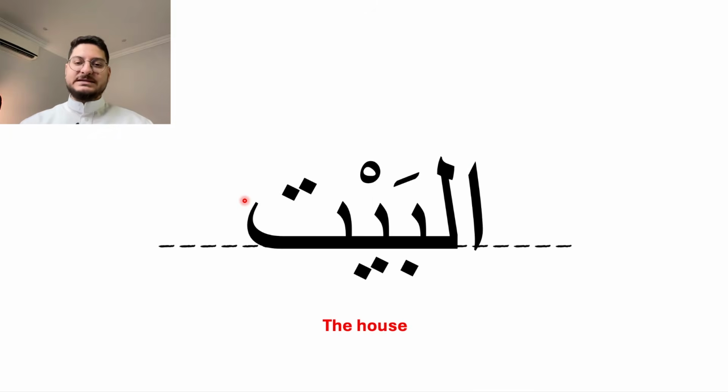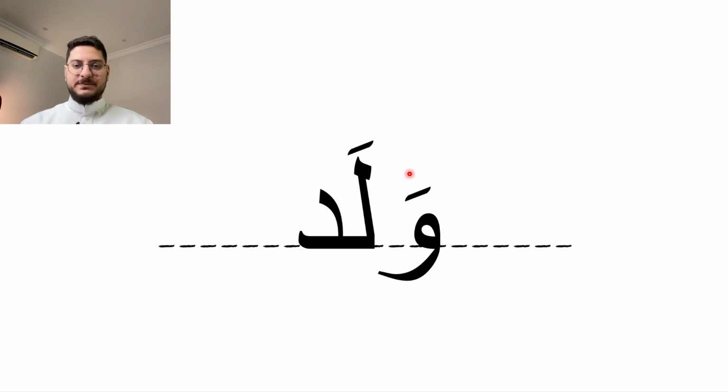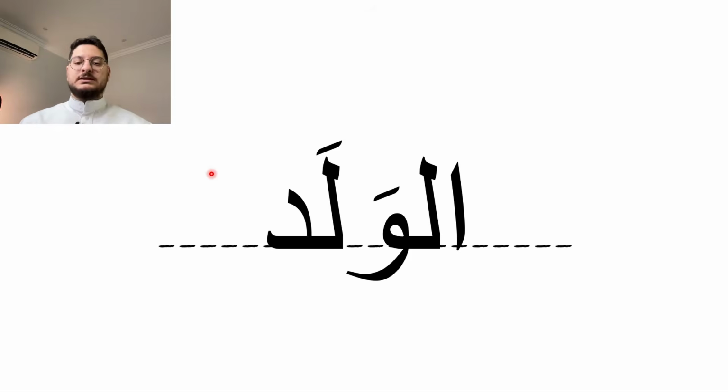Il bait. طيب, let's look at this word. Walad. And walad is a boy. If I want to say the boy, again, I will just add il at the beginning and it becomes il walad. And again, notice il is connected, just part of the word. Il walad. And this is how it looks like. So you have the alif and then the la. Il walad, the boy.